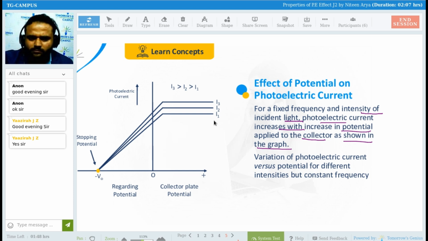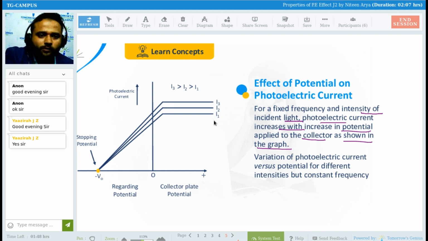Means the photoelectric current is going to increase, obviously I1, I2, I3, if I increase this potential difference. Means this V naught gives you more amount of electric current. Why so? How so? I discussed very previously on the first page: the more potential difference, the more difference between the charges on plates, so the flow is going to be more.